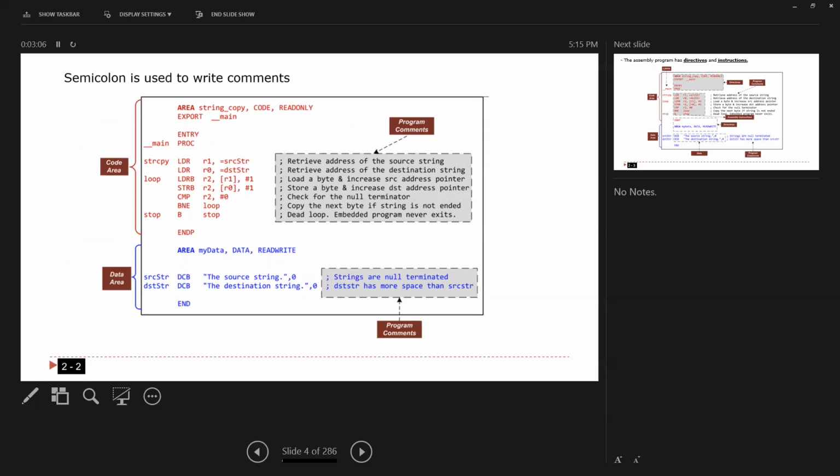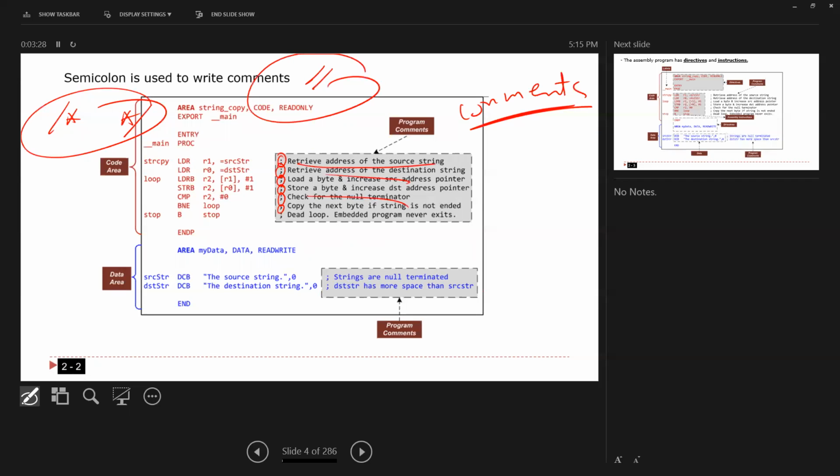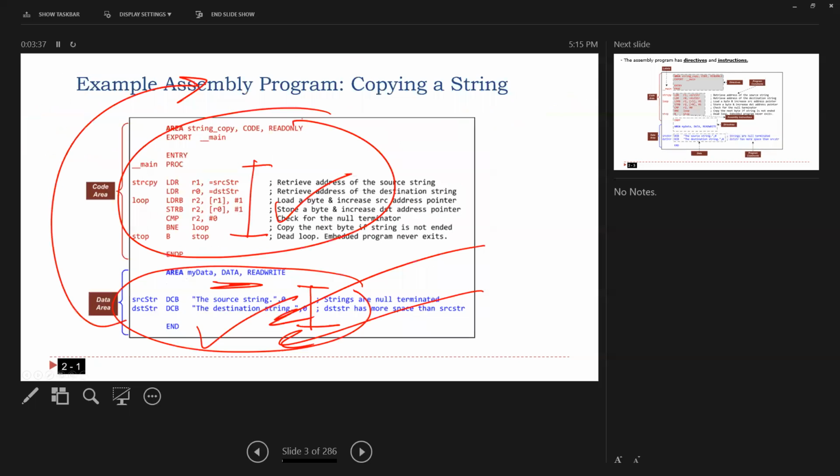Also, as you see here, we put comments. For any programming language, we put comments. In assembly, we use a semicolon. If you see a semicolon, it means this is a comment. In C language, we use a double backslash or something like that, but here in assembly, we use a semicolon. Anyway, I'm going to continue it next time also.